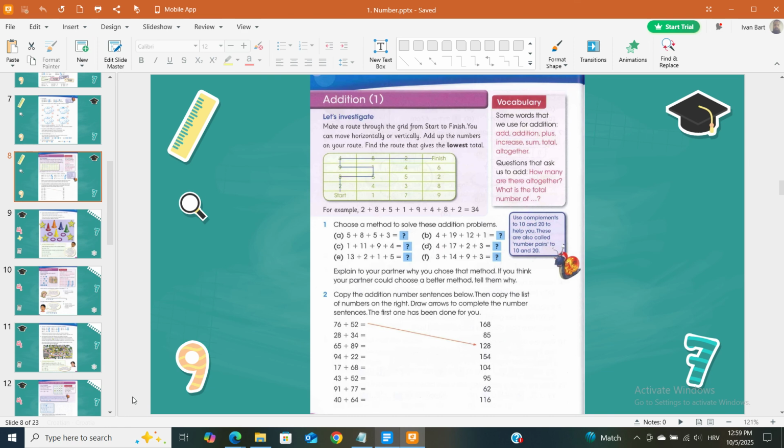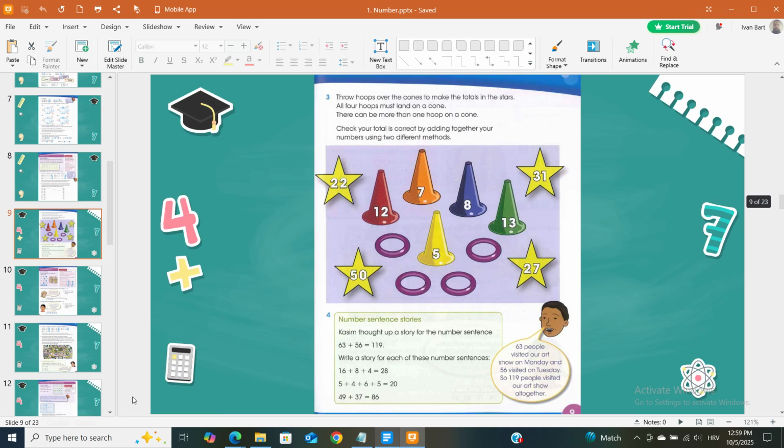3. Throw hoops over the cones to make the totals in the stars. All 4 hoops must land on a cone. There can be more than one hoop on a cone. Check your total is correct by adding together your numbers using 2 different methods. 4, 22, 50, 8, 12, 13, 5, 31, 27.